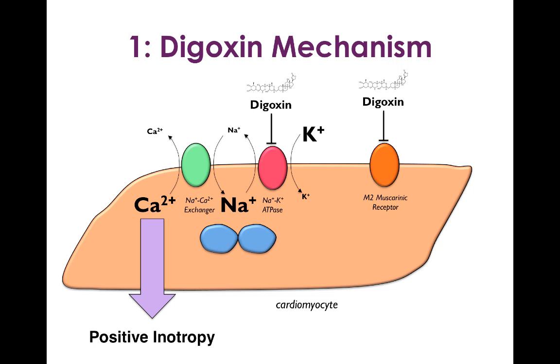The other thing digoxin does is bind to the M2 muscarinic receptor, so it's a vagomimetic, and that vagomimetic activity slows phase 4 of the action potential. So those are the mechanisms of digoxin.